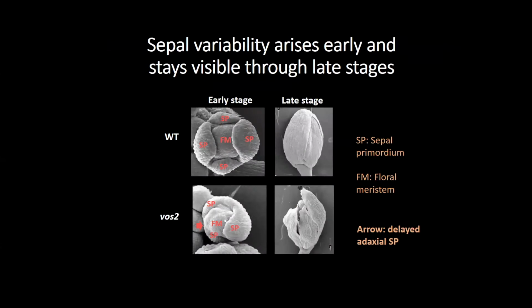Then with the help of the SEM, we tried to find the stages when we can see the sepal variability phenotypes. For the wild type, you can see the four sepal primordia evenly distributed around the boundary of the floral meristem. However, for the BOS2 flower, you can only see three sepal primordia. As indicated with the red arrow here, one sepal is missing at this stage. The sepal size variability phenotypes stay visible through late stages. So they arise very early, and it indicates that sepal initiation might be disrupted.